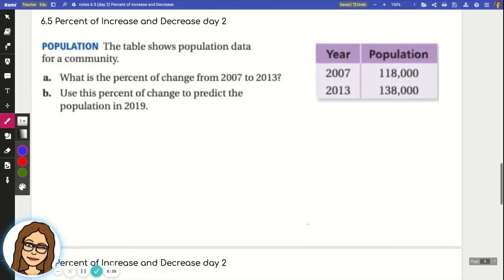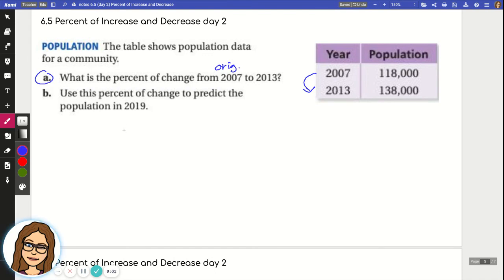Now we look at this problem here, and we're going to utilize information. It says the table shows population data for a community. It gives us 2 years, 2007 and 2013. Question A, what's the percent of change from here to here? Well, we know it's an increase, and we know that 2007 is going to be our original.